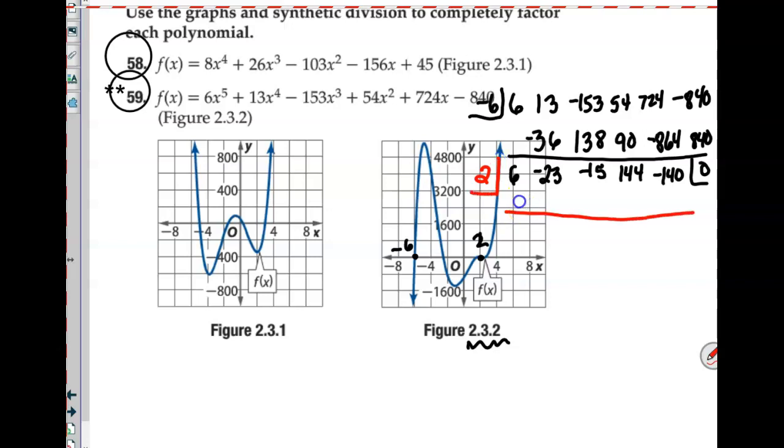Okay, I might be able to do this one. I don't know. Bring down the 6 times 2 is 12. Add is negative 11. Did I do that right? Negative 23 plus 12 is negative 11. Times 2 is negative 22. Did I do something wrong? Negative 37 times 2 is negative 54. Is 90 times 2 is 180. That's not right. I think it's supposed to be 14 and not 11. Negative 14. Right here?